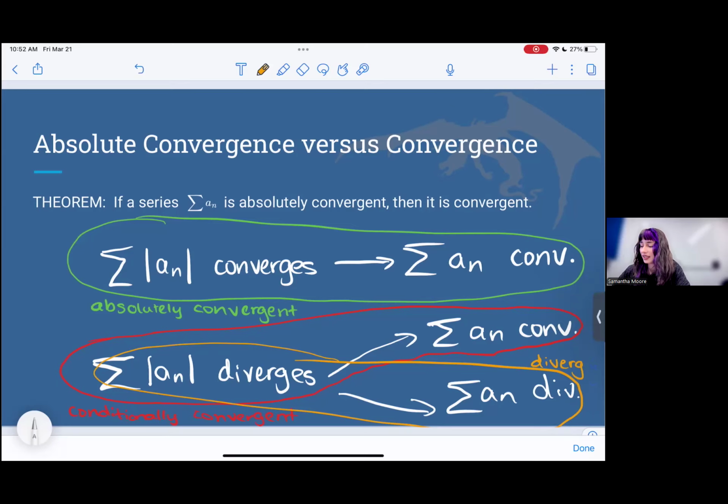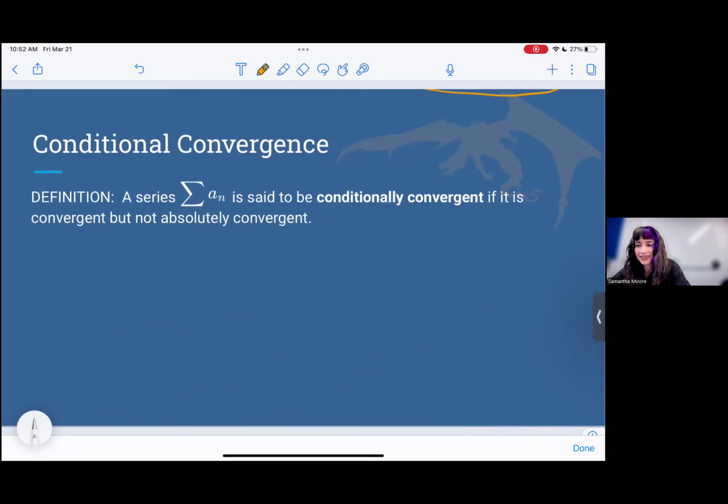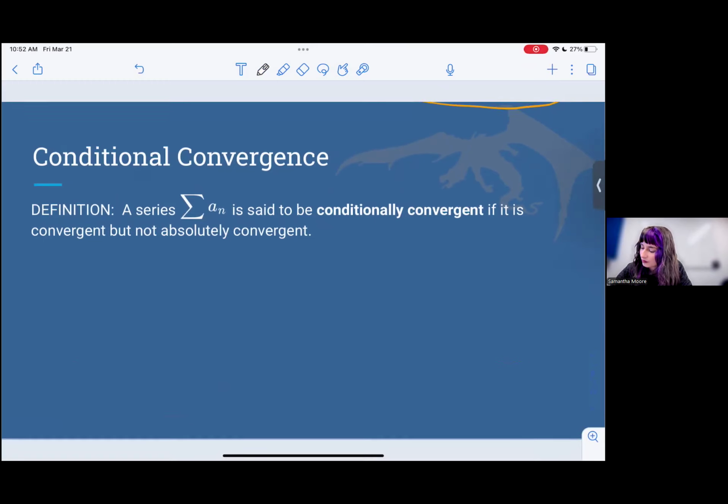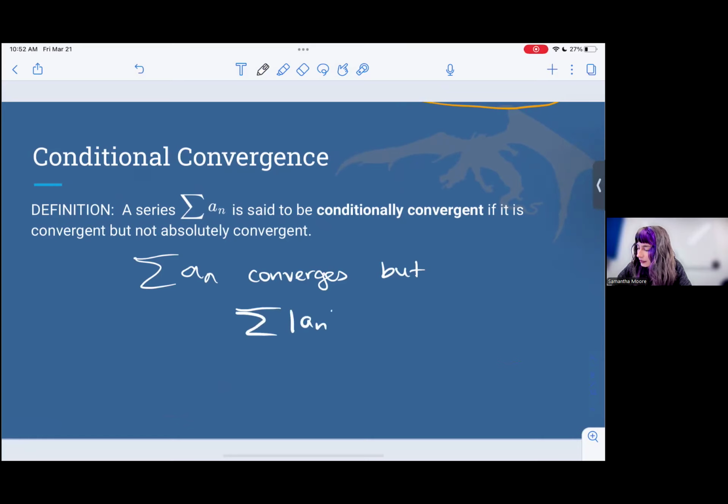Okay, so again, like I said, conditional convergence is when our original series converges, but the sum of the absolute values doesn't converge. So this converges, but this does not.